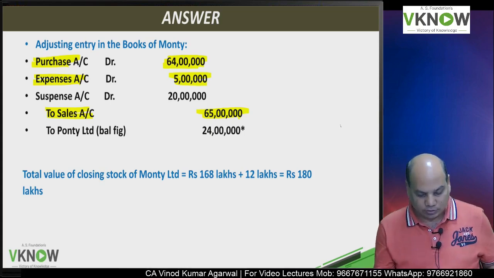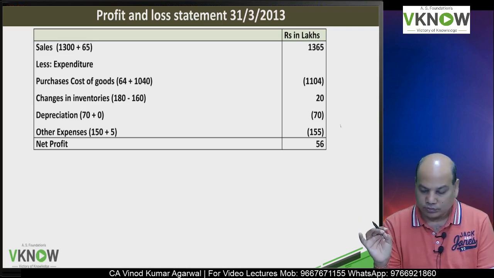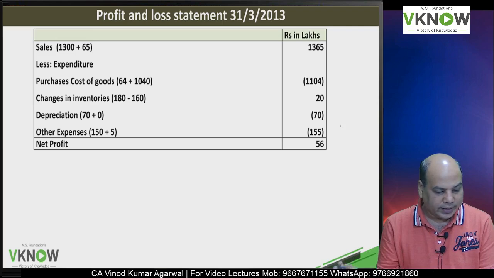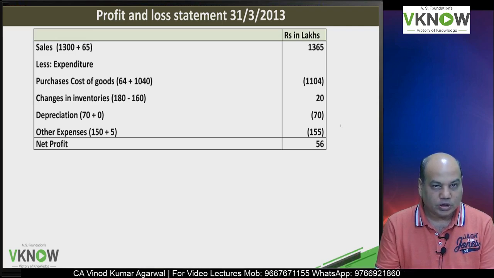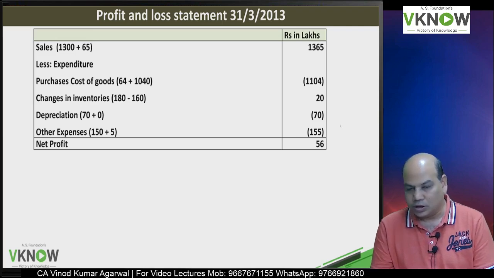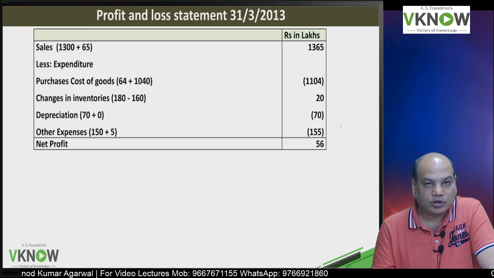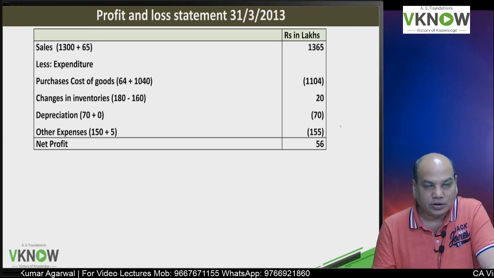We are also going to adjust closing stock in the P&L account. Okay, so let us write down the profit and loss statement for the year ended 31st March 2013. Keep the trial balance in front of you.